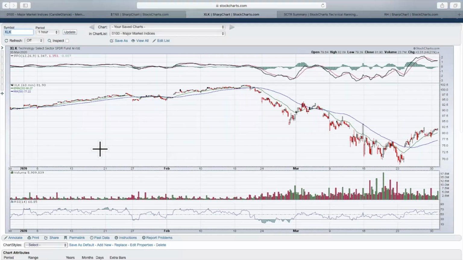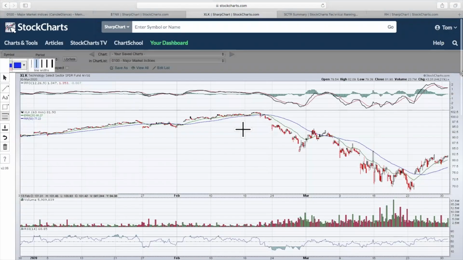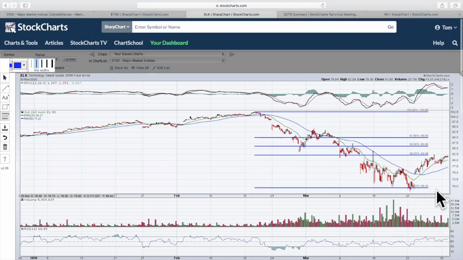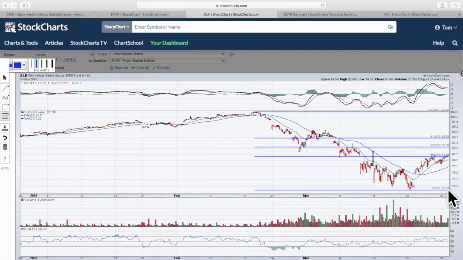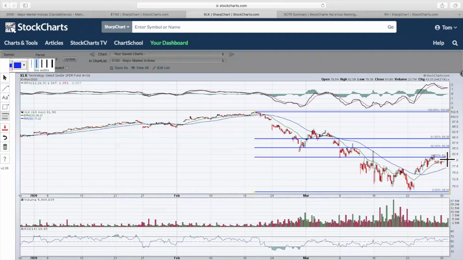Now, technology, I think the highs are a little bit more established here. This was right about when the stock market topped. And you can see technology has already moved into the 38.2% area. Still got a little bit of room to get up to the 50%. So again, the S&P hasn't gotten to 38.2, but technology has. So that again shows you the relative strength here of this group. But again, I'd watch 50%.